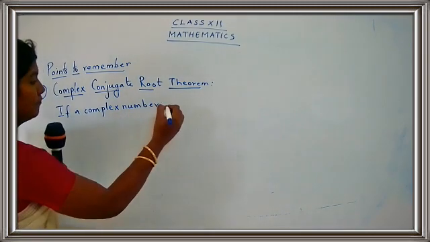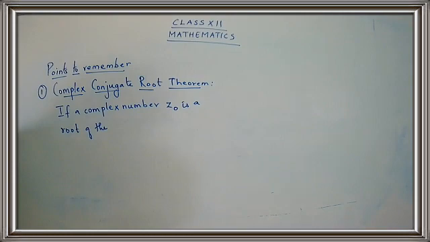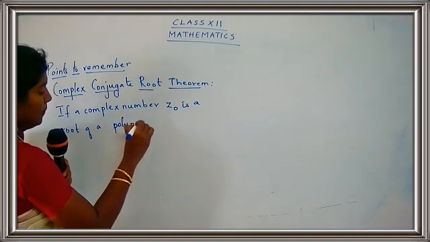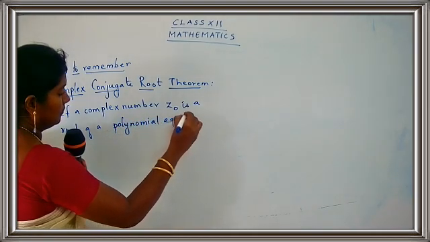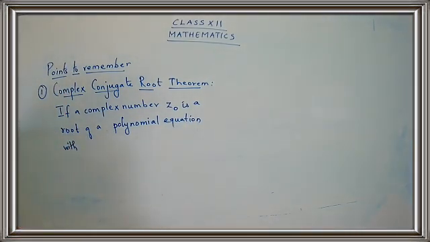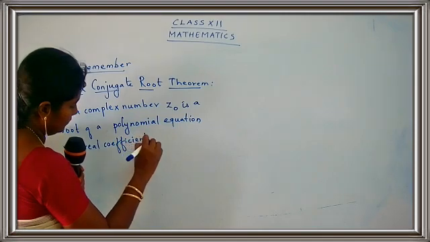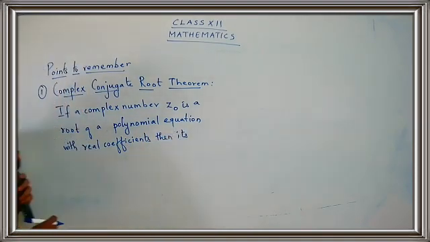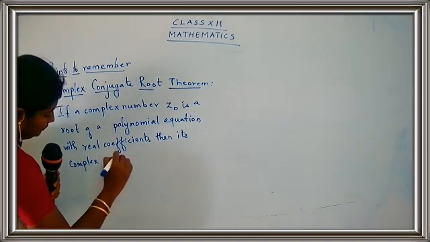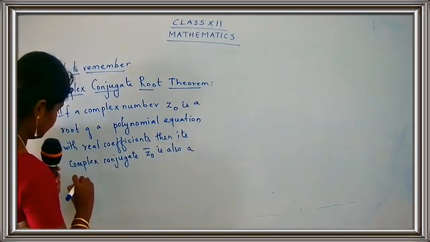If a complex number z0 is a root of a polynomial equation with real coefficients, then its complex conjugate z0 bar is also a root. So this is your first point.